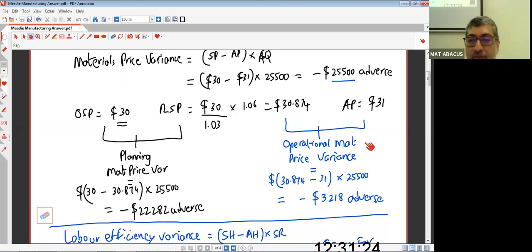On the other hand, the operational variance is also adverse. You should have been able to buy at 30.874. The price actually went up to $31. So that's also adverse. So both are adverse, and the total is also adverse. Labor efficiency now.